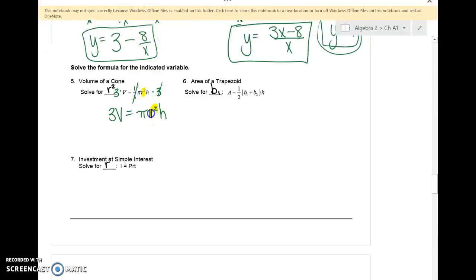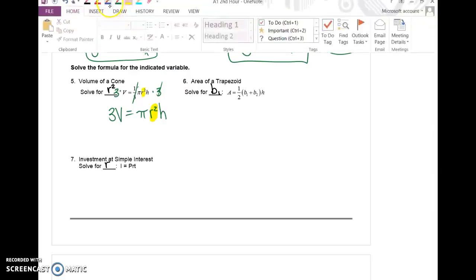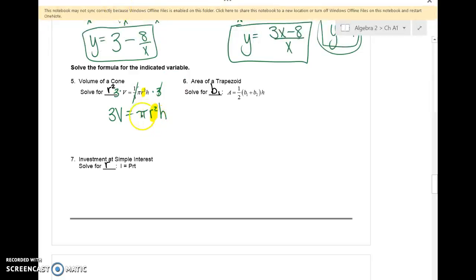Again, we are trying to get r squared by itself. R squared is being multiplied by pi and by h. It doesn't matter what order it is. If you wanted to rewrite this pi h r squared, you could. To get rid of the pi and the h, we divide by the pi and the h. The awesome thing about multiplication is that the order in which we multiply doesn't really matter. So we have, as our answer, 3v over pi h equals r squared.